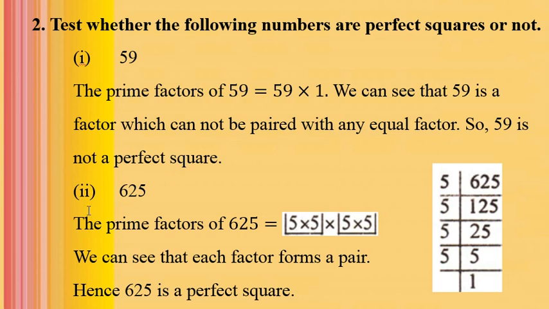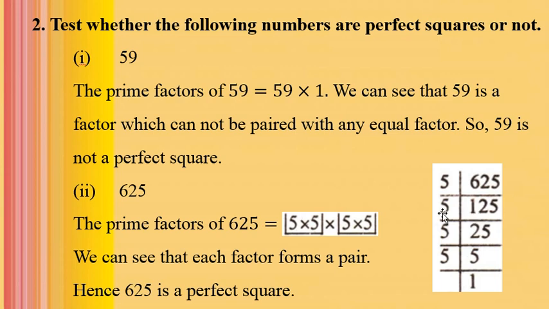Now we are moving to the next number, that is 625. First of all, make the prime factors as I told you earlier. So 625 is an odd number, so it will not be divisible by 2. We will always start division by 2. So we are checking that it is not divisible by 2. The next prime number is 3. Again, it is not divisible by 3.